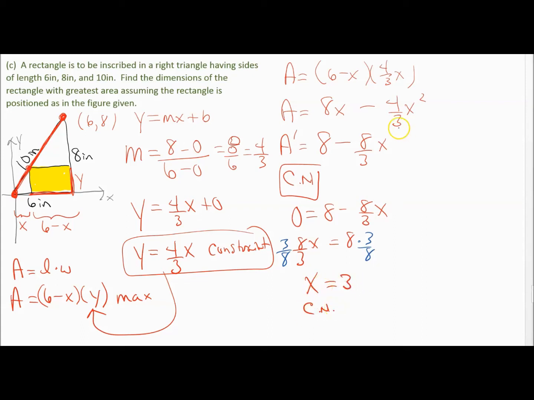What else? Where is that function undefined? I don't know where. It's a polynomial, right? So the only critical number I have is x is equal to 3. Now, we talk about the constraint equation, but we talk about what are reasonable limitations for our x values. And this is a function of x.